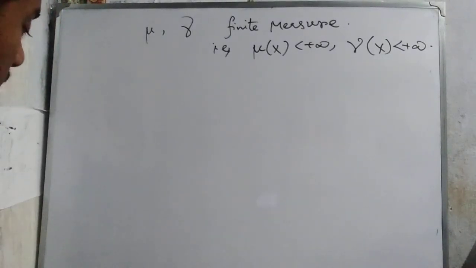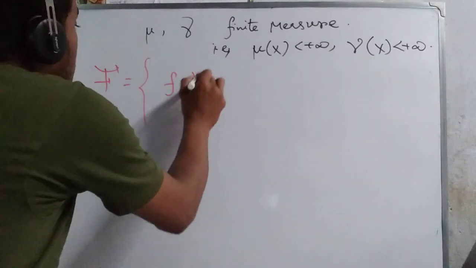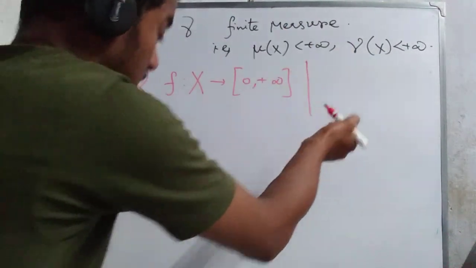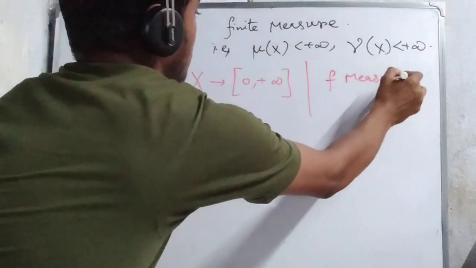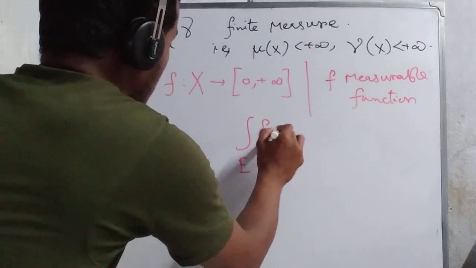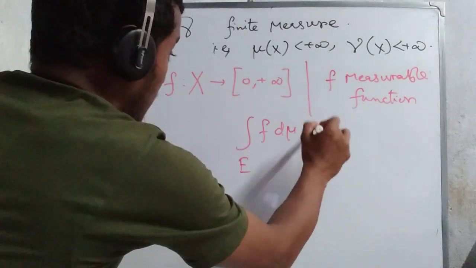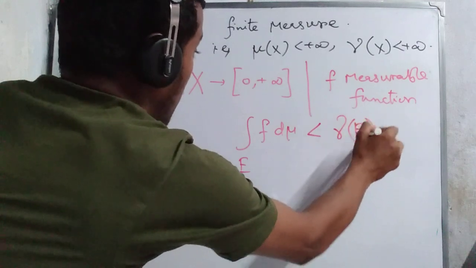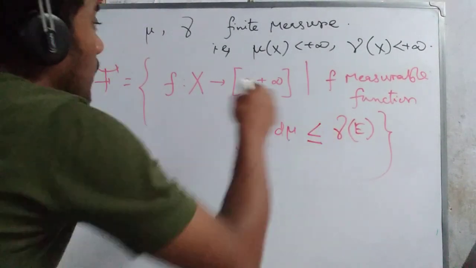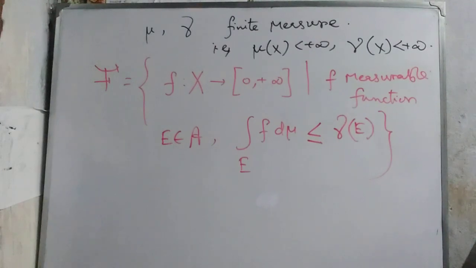Okay, so next we construct one collection F. This is the collection of those functions f from X to 0 to plus infinity such that f is a measurable function. This is first needed, a measurable function, and second, the integration over E of f d mu is less than, sorry, less than or equal to gamma of E, for E belonging to this algebra. So this one we construct.